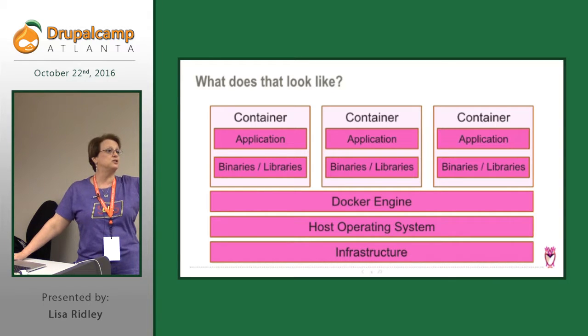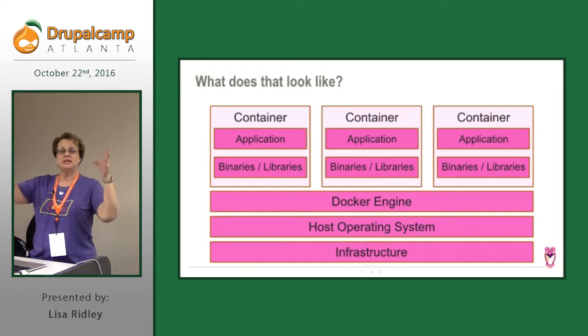Whatever flavor of Linux or OS X or Windows that you happen to be running, your Docker engine is installed on top of that, and then these containers run on the Docker engine. Each container contains the application and whatever binaries and libraries are needed for that particular component of your application to run. You can just drop these containers in.